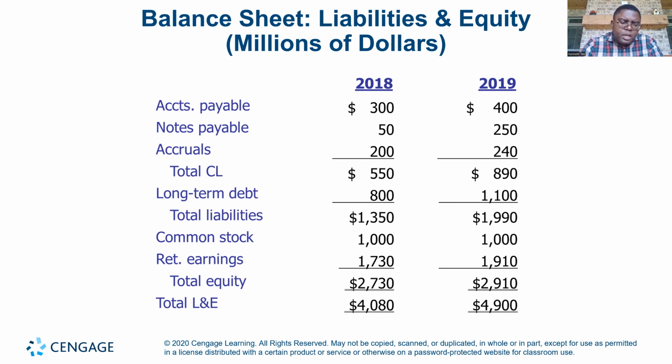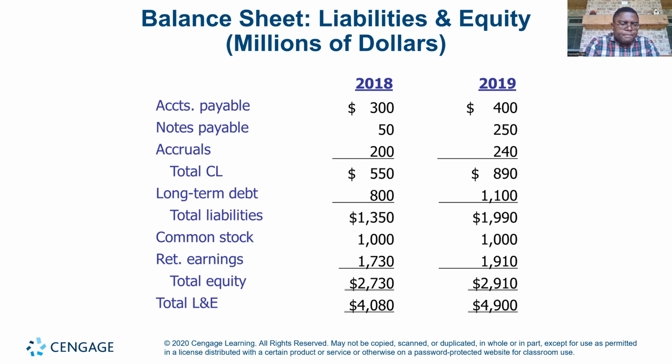And this makes sense because we will find that the company didn't issue any stock. So common stock remained the same, 1,000 million in 2018, 1,000 million in 2019. But retained earnings has increased. So the company is holding back from spending money that belongs to shareholders. So that is what we can find on the balance sheet.